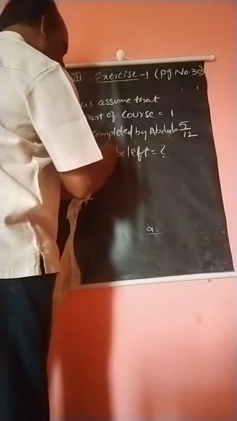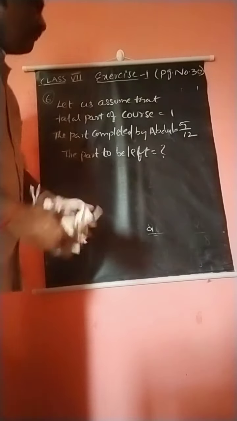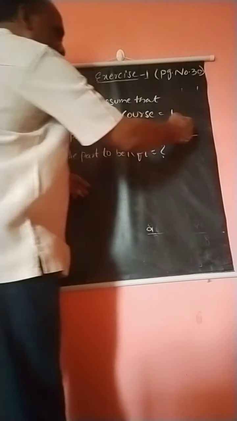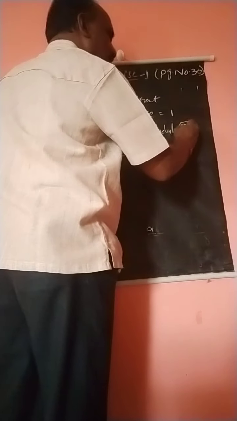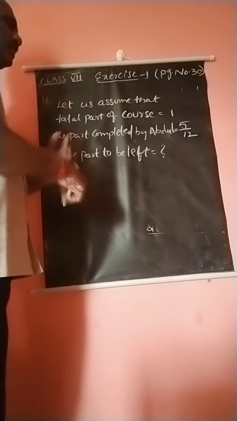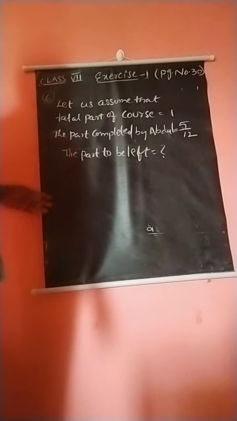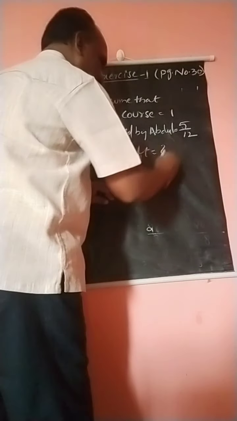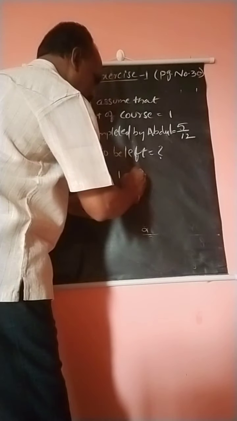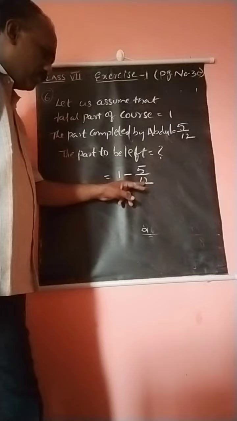So, what is the part to be left? For that, what we want to do is very simple. You have to subtract the completed part from the total part. Then you can get the part that will be left. Listen, we have to subtract 5 by 12 from 1. That means 1 minus 5 by 12.